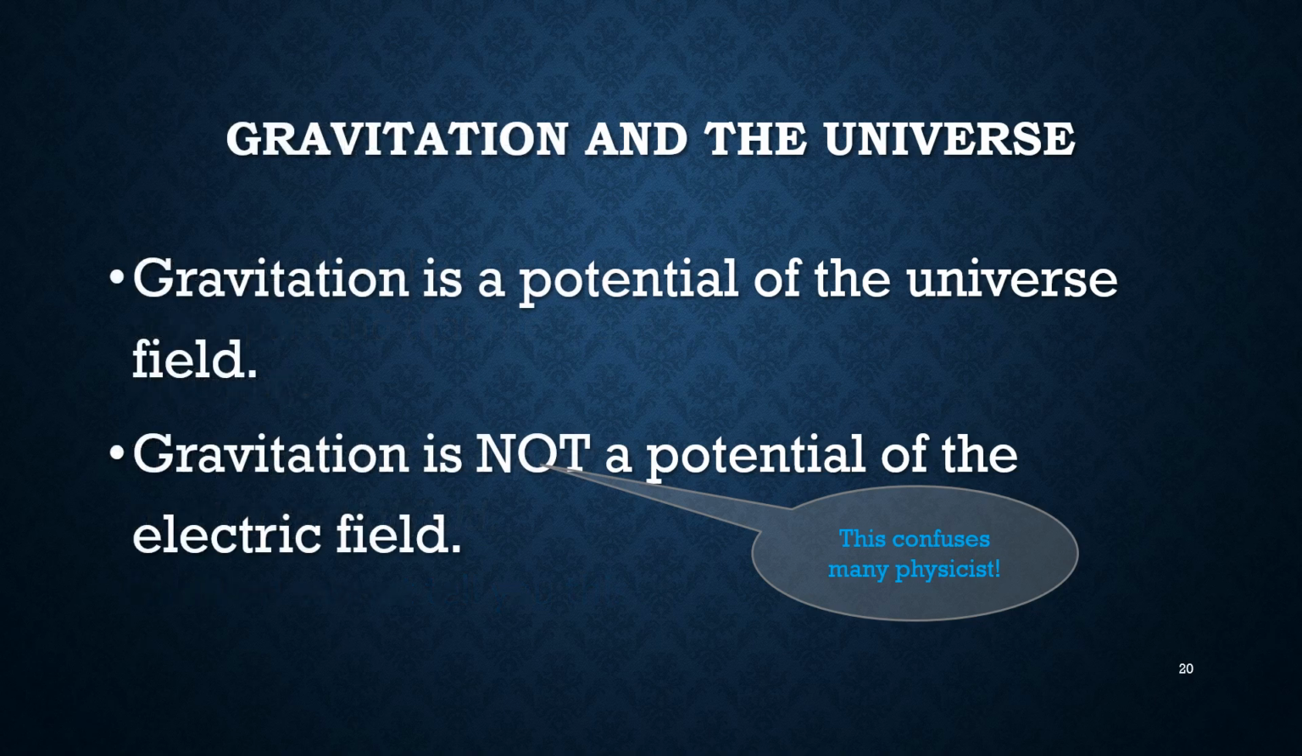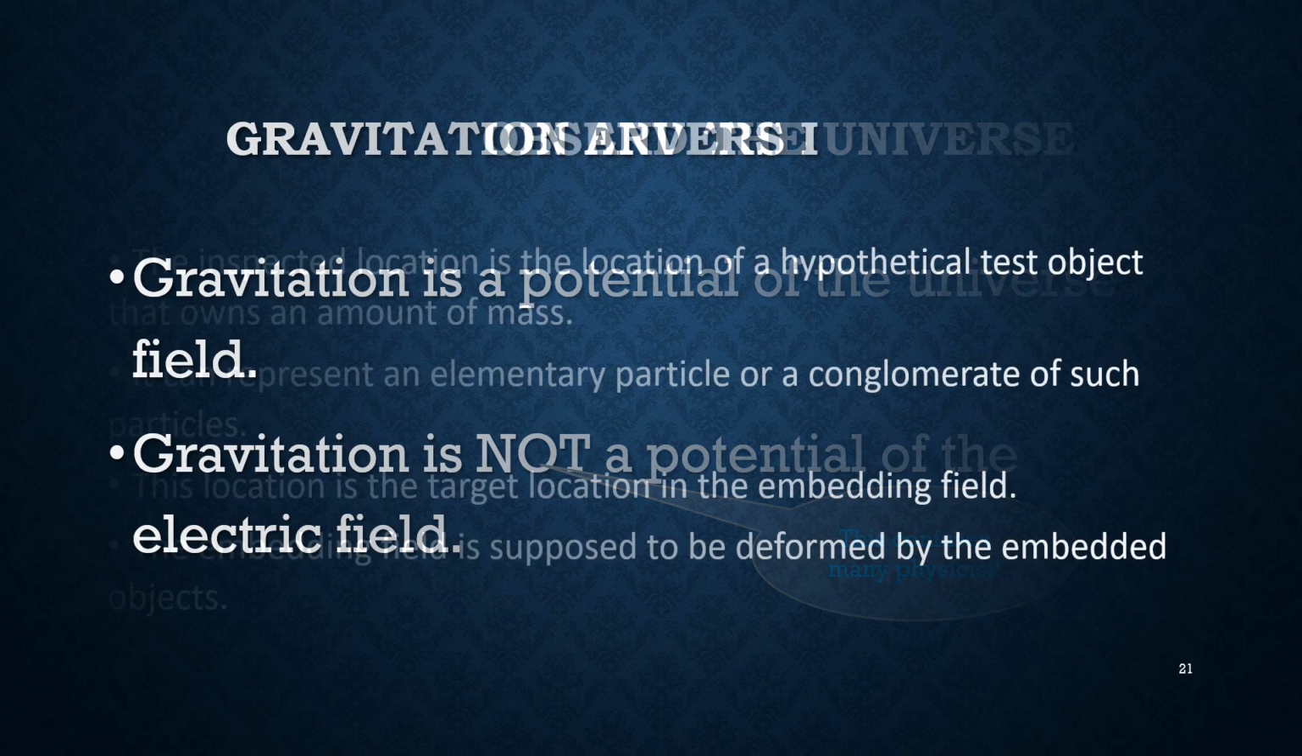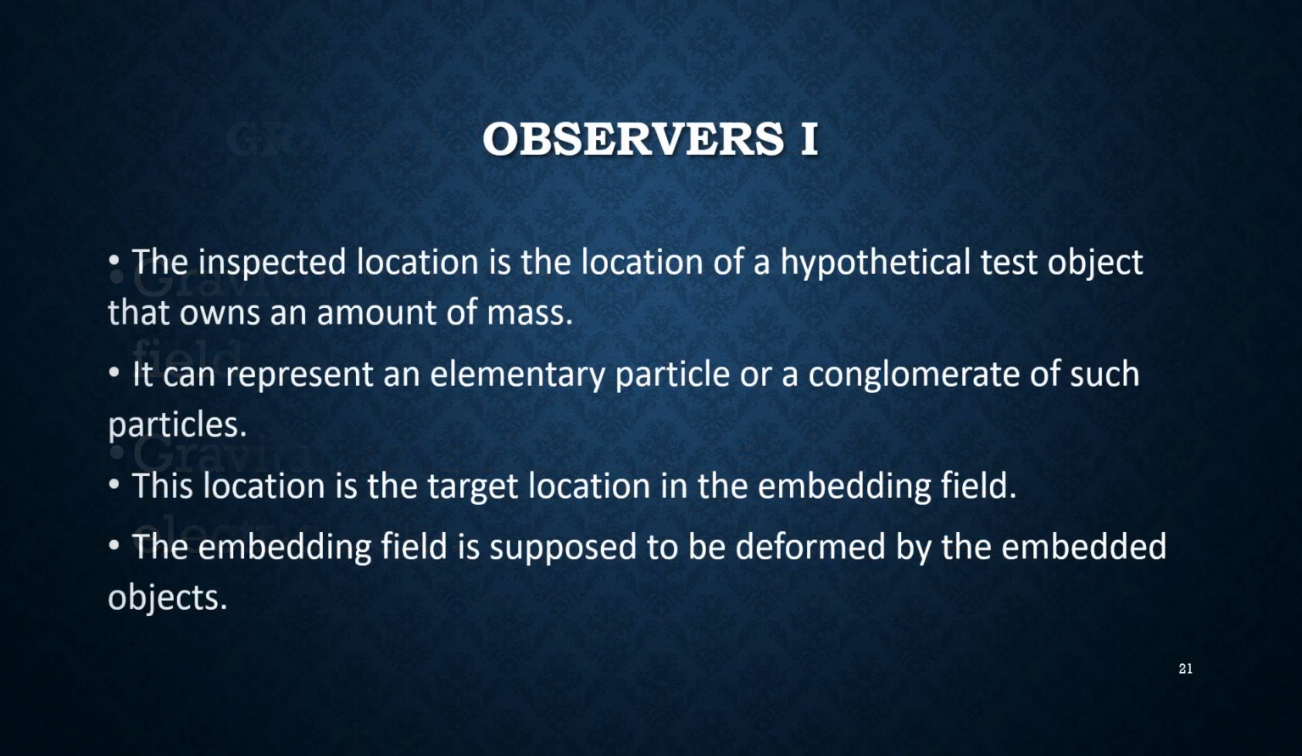Gravitation is a potential of the universe field. Gravitation is not a potential of the electric field. This confuses many physicists. The inspected location is the location of a hypothetical test object that owns an amount of mass.